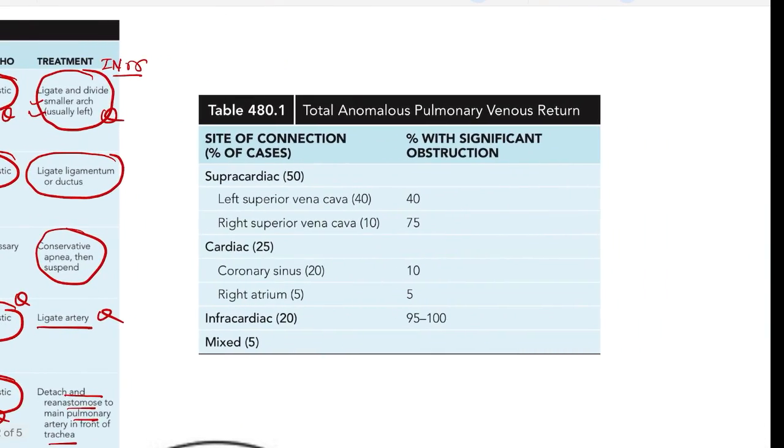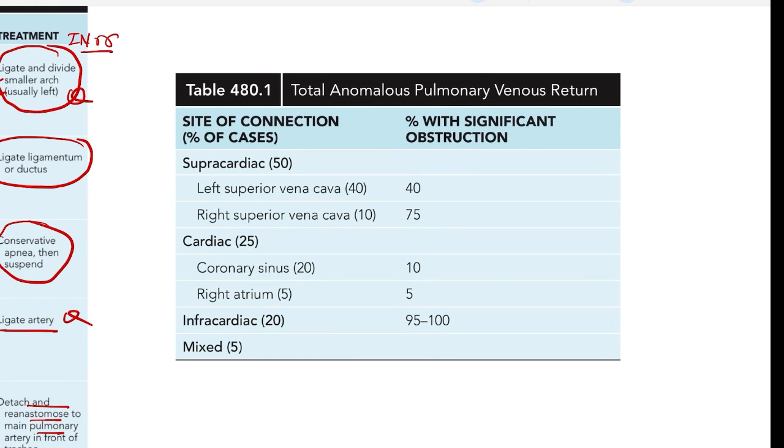Next we will discuss TAPVR, total anomalous pulmonary venous return, site of connection and percentage with significant obstruction. In connection, supracardiac connections are most common. These are 50%. Second most common are cardiac, and infracardiac are 20%, mixed are 5%. So you can say supracardiac are most common, then cardiac, infracardiac, and mixed.